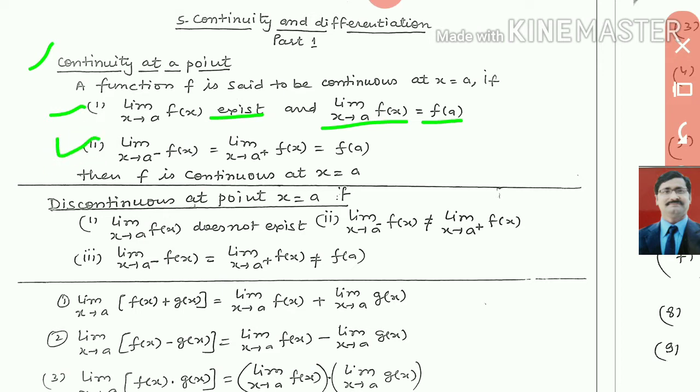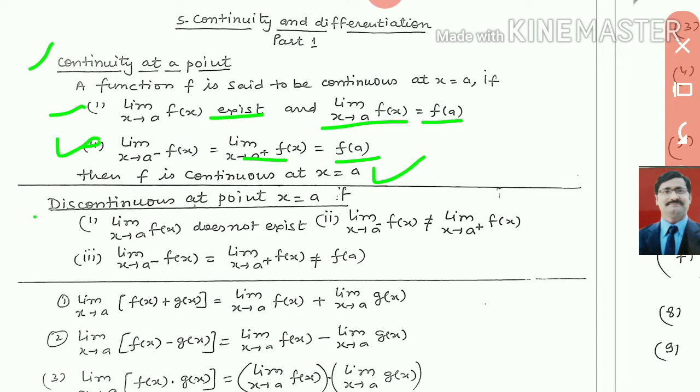Second concept is that limit x tends to a minus f(x) equals limit x tends to a plus f(x) equals f(a). The first part is called the left hand limit, the second part is called the right hand limit, and this is f(a). If these three are equal, then we say that the function is continuous at x equal to a. All of you understand these two main points for the continuity of a function.